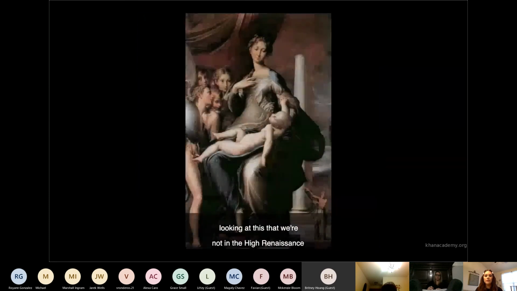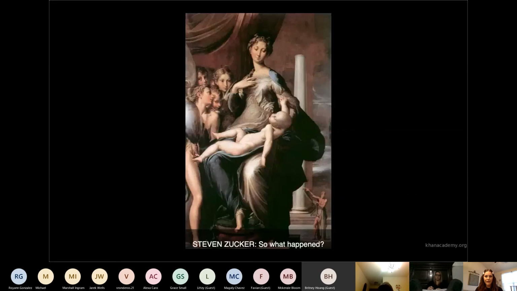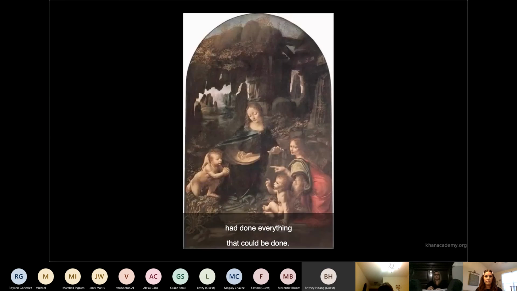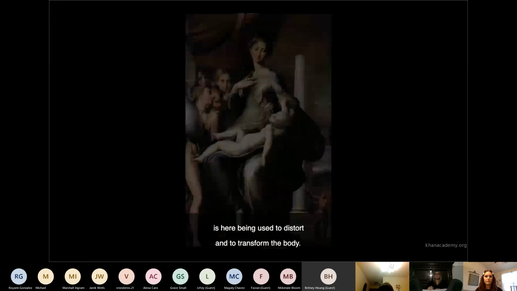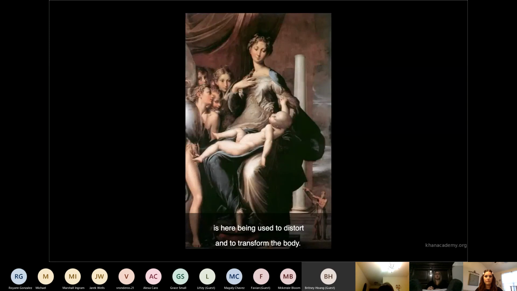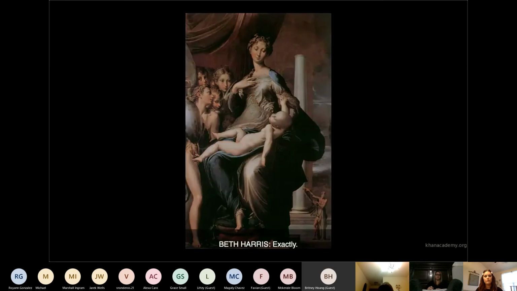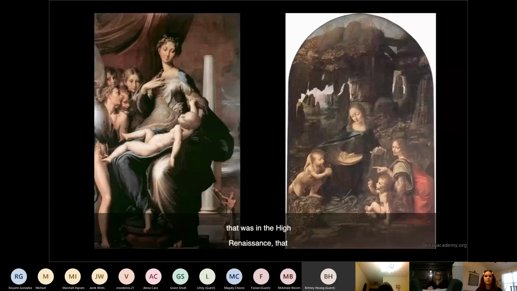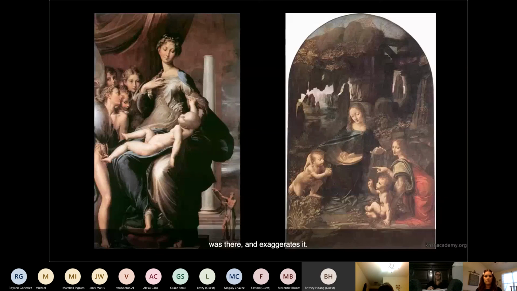It's so clear when we're looking at this that we're not in the High Renaissance anymore. So what happened? Yeah, mannerism happened. It's almost like the artists of the High Renaissance had done everything that could be done. They had perfected the naturalism that they had sought after since the time of Giotto. So all of the illusionism that was at the service of the High Renaissance is here being used to distort and to transform the body. It's not so much an ugly deformation as a kind of deformation that accentuates a kind of extreme elegance. Exactly. It takes that ideal beauty and elegance that was in the High Renaissance and exaggerates it.